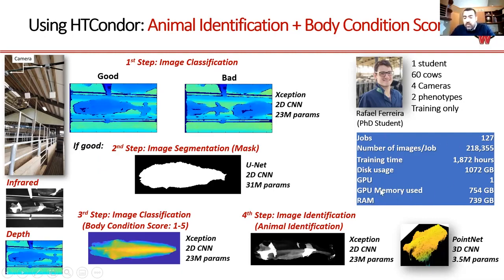So clearly we could not have done this in our lab, okay? That's only 1 student. I have several other students doing similar analysis with more cows, more cameras, more phenotypes, and also running inference. So that's a good illustration of how we are using HTCondor with animal identification and body condition of animals only.